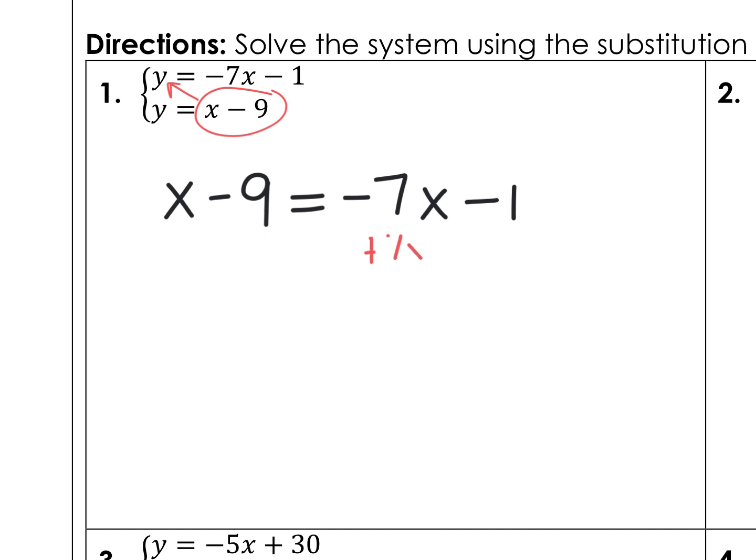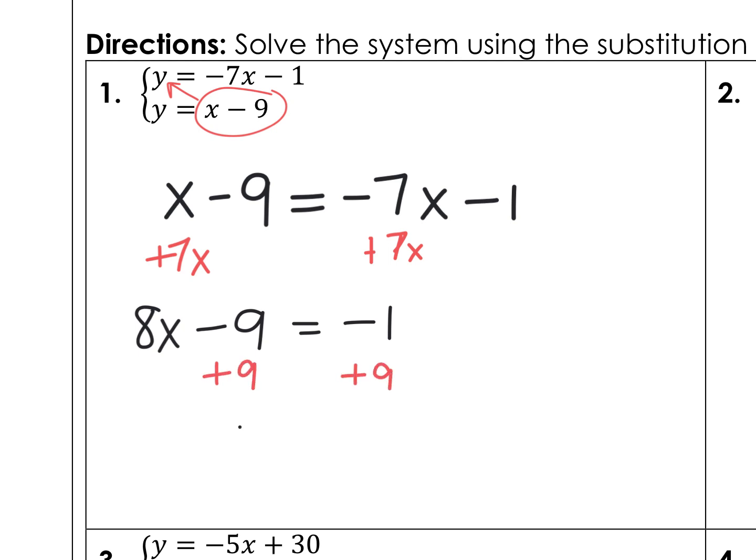All right, I'm gonna let you solve that. Negative 1. We all have our x.